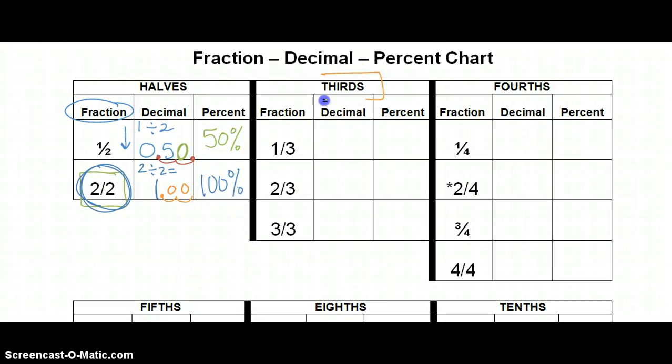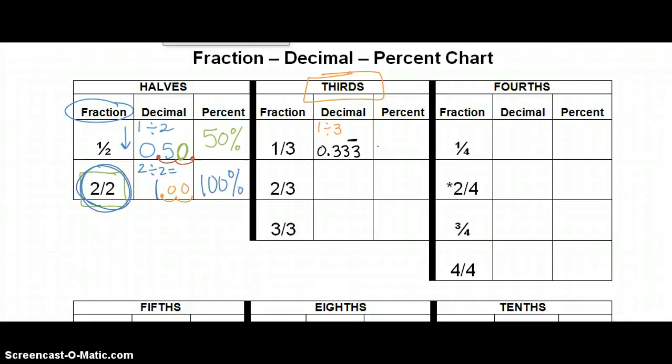Let's look at thirds. Now, when you put in 1 divided by 3 on your calculator, you'll get a very, very long answer, 0.333, and it's going to go on forever and ever. Your calculator will end it at 4 just because it's rounding, but this will be what we call a repeating decimal. It will always have 3's.